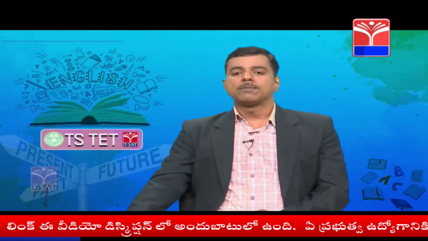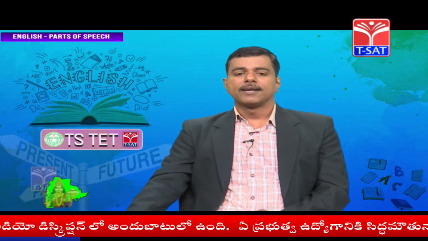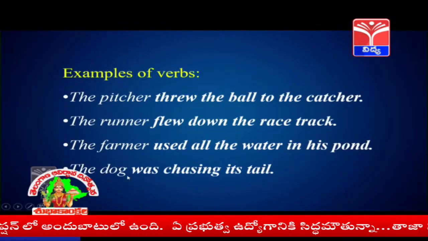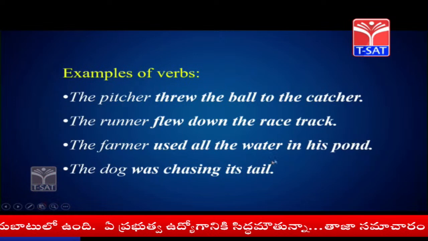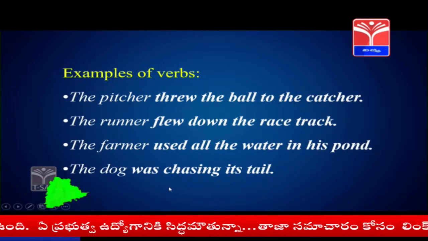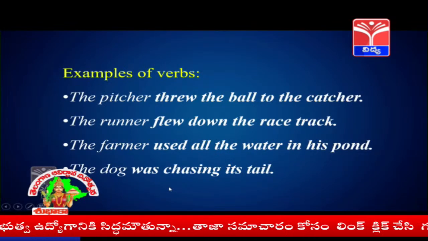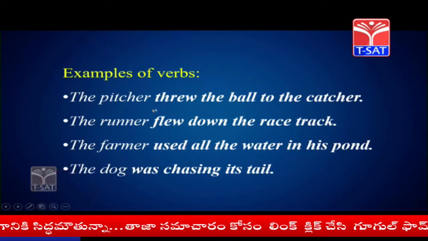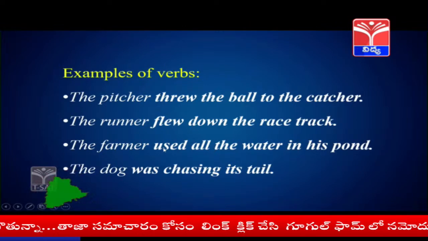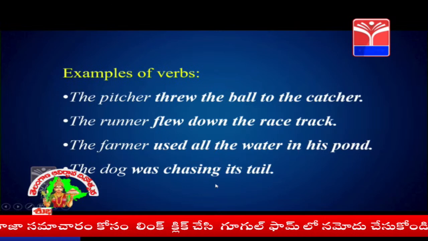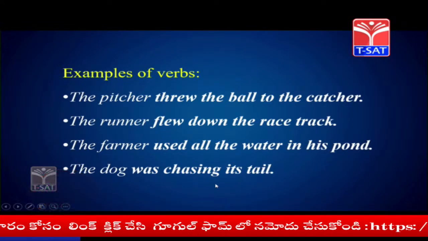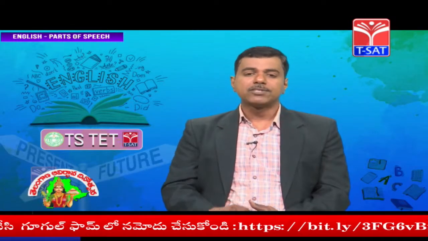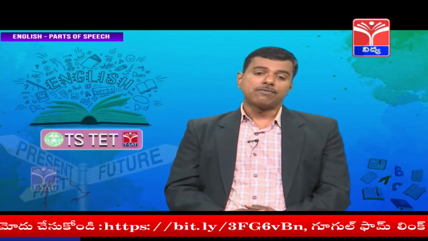The pitcher threw the ball to the catcher. The runner flew down the race track. The farmer used all the water in his pond. The dog was chasing its tail. See here: threw, flew, used, was chasing. These are the verbs. Now, like we have discussed different types of nouns and different types of pronouns, now we are going to discuss different types of verbs, right?